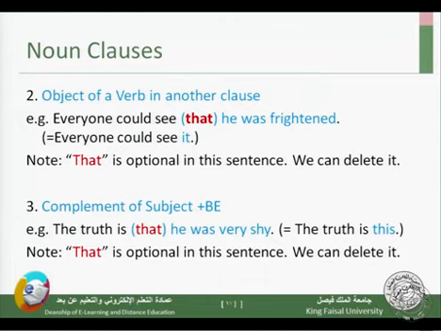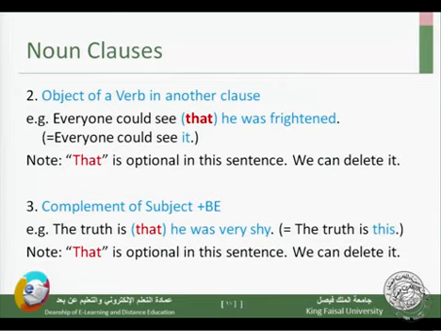Everyone could see that he was frightened. Here we have the verb see, and it takes an object. So for example, if you have everyone could see it, it is the object of the verb see, and we can replace it with a subordinate clause. In this case, everyone could see that he was frightened. That he was frightened here is the object of the verb see. Note that that is optional here. So that is optional in this sentence.